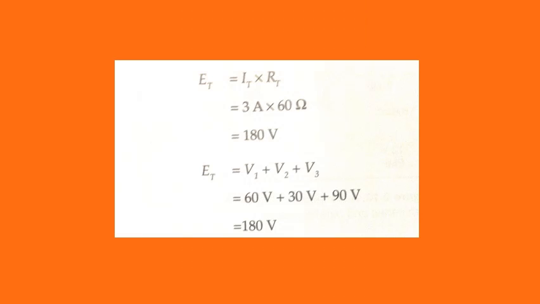You can also check to see if the total voltage is equal to the sum of the individual voltages. Following the steps, ET equals IT times RT, which gives us 180 volts, and ET equals V1 plus V2 plus V3, which gives us 180 volts again.